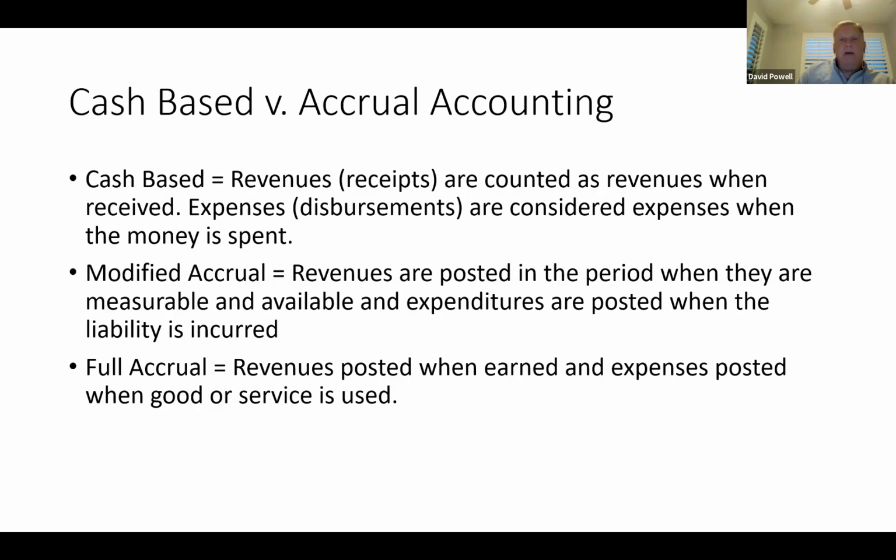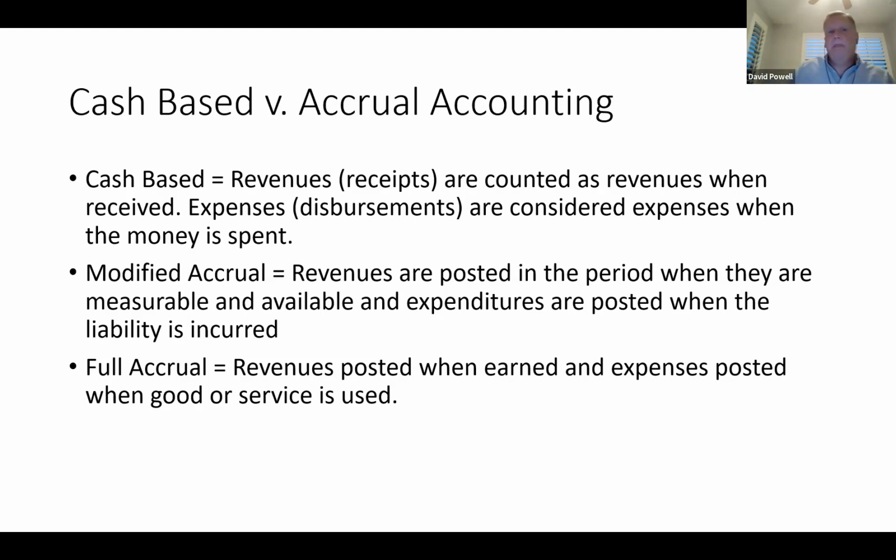Expenditures are posted under modified accrual when the liability is incurred. So it's not considered to be an expense whenever you write the check. It's considered to be an expenditure whenever there is a liability placed upon that money. So when you receive something into inventory, once you have received that inventory, you are then obligated to pay for it. So once you receive it, it then is considered to be an expenditure under modified accrual. You don't have to wait till you write the check as you would under a cash-based system of accounting. So you see there's a lot more flexibility built into a modified accrual system as compared to a cash-based system of accounting.